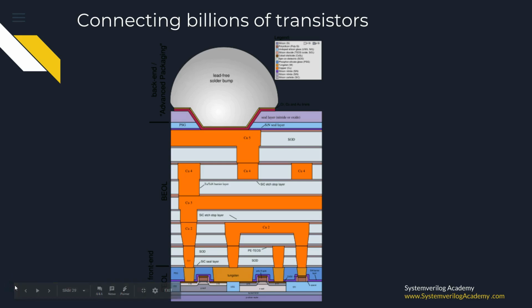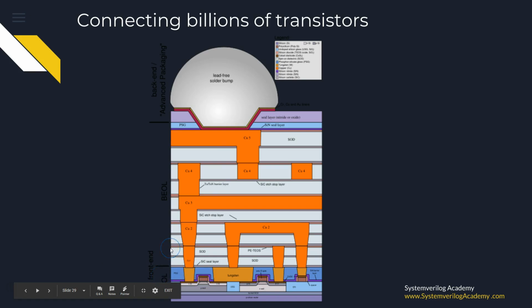Connecting transistors. In order to connect the billions of transistors according to the circuit diagram, just one layer of connection will not be enough. There will be multiple layers of connecting wires sitting on top of one another, separated by an insulating material. Its cross-section view will look something similar to this diagram.